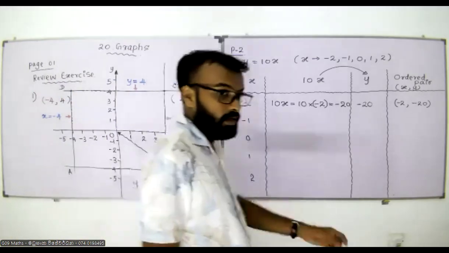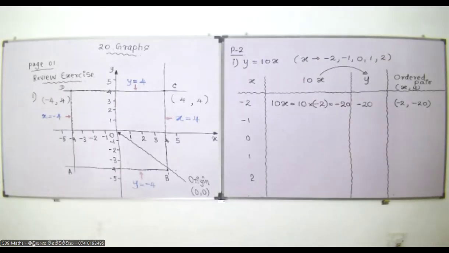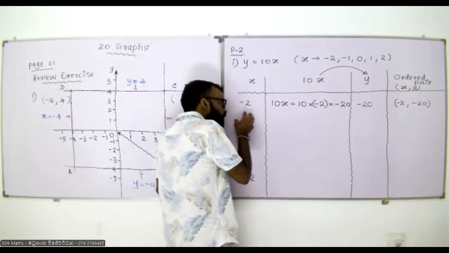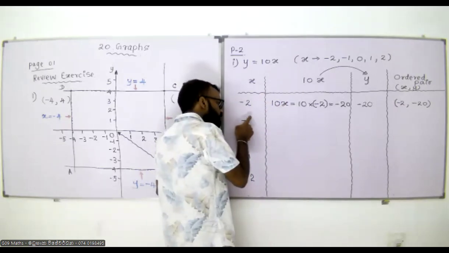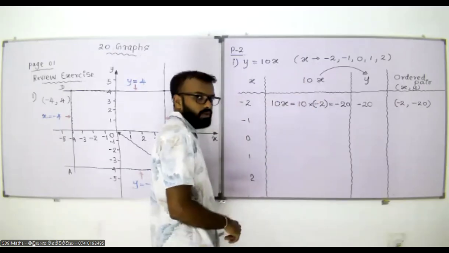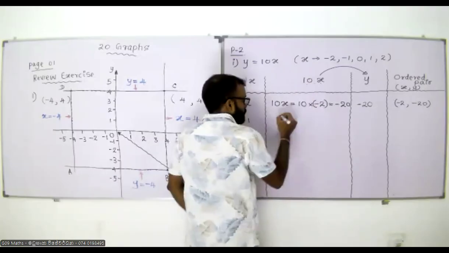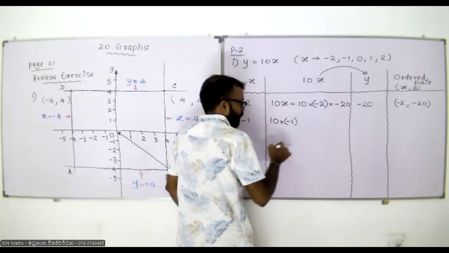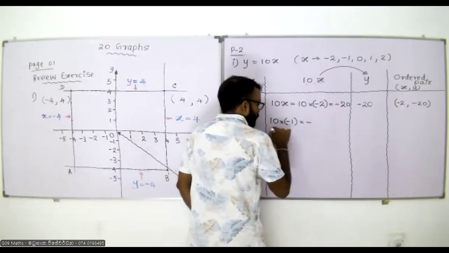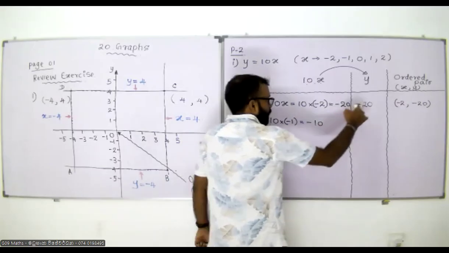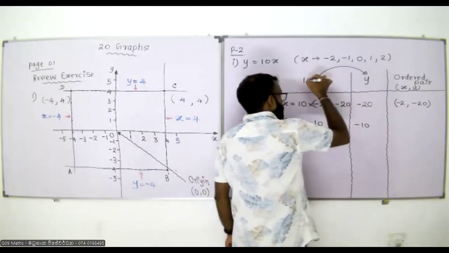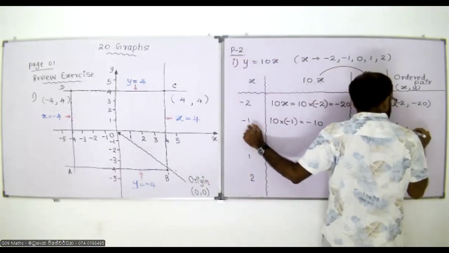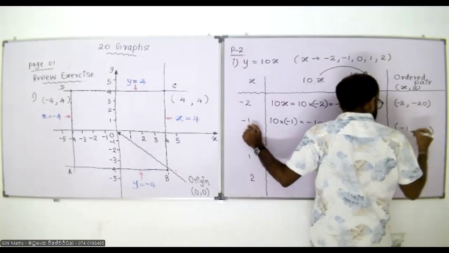Hope you are done. Now check the answers. Same thing you have done. For negative 1, 10x, I am going to substitute negative 1 instead of x. So 10 multiplied by negative 1. Positive into negative, negative. 10 times 1, 10. So y value is negative 10 because y is equal to 10x. So the ordered pair, when x value is negative 1, y value is negative 10.